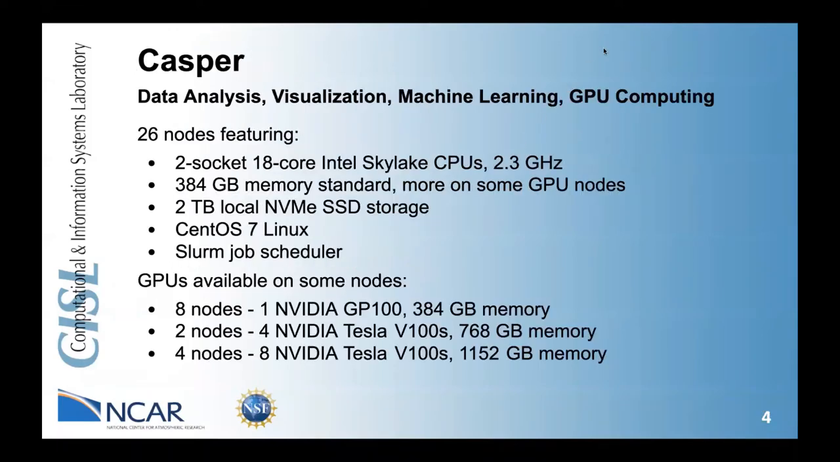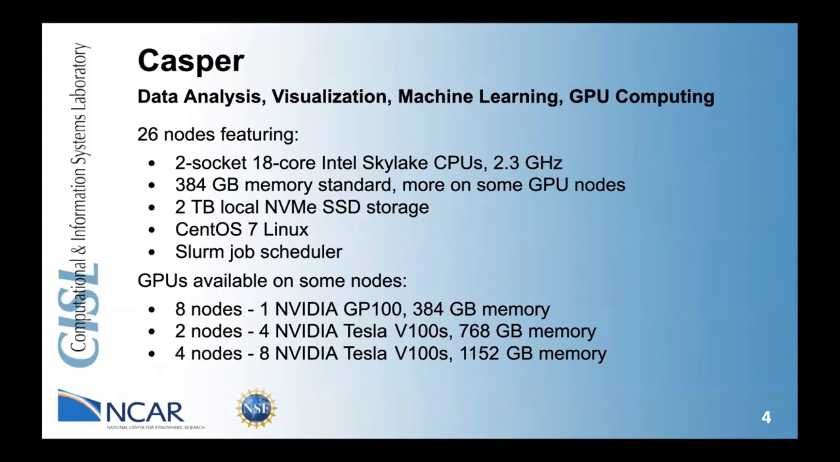The other system we have on the floor is Casper. Casper is a much smaller system, but its purpose is data analysis and post-processing, machine learning, and some GPU computing. There's a lot of stuff that we target towards the Casper machine, but Casper itself isn't very large. In the follow-on system to Cheyenne, we anticipate having many more GPUs to do GPU computing tasks and machine learning tasks in the future.